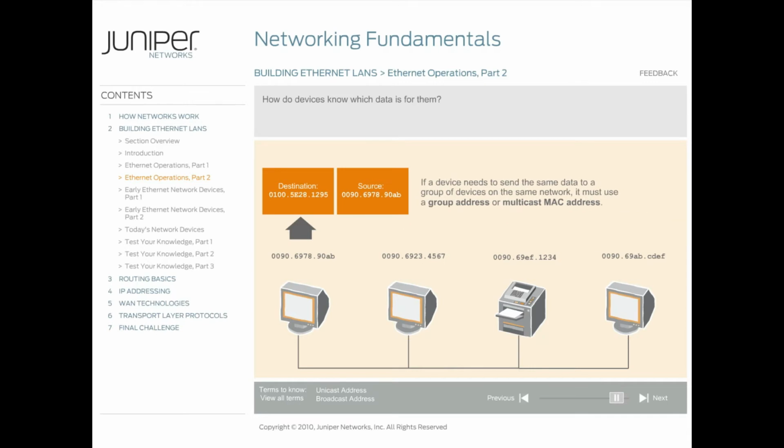If a device needs to send data to the same group of devices on the network, it must use a multicast MAC address. The transport layer specifies which application layer protocol should be used to process the data once it arrives on the receiving computer.